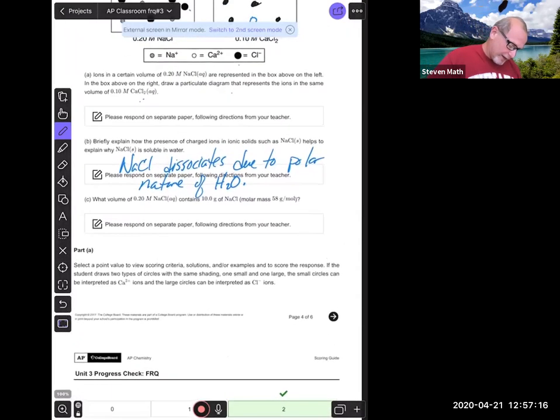And then in C, it says, what volume of 0.20 molar NaCl contains 10 grams of NaCl? So, 10 grams NaCl, 58 grams per mole, and 0.20 moles per liter. Okay, and for the most part, that one went very well as well.